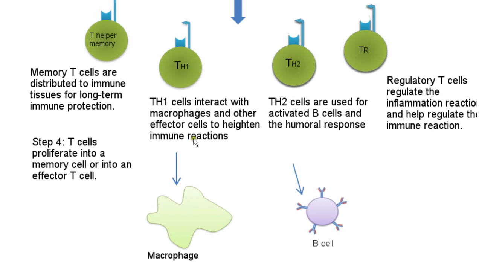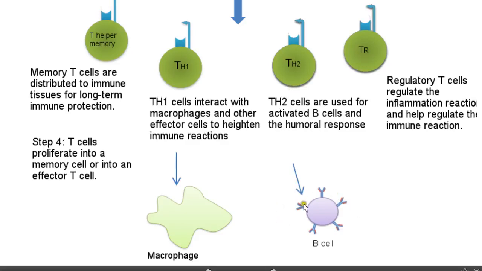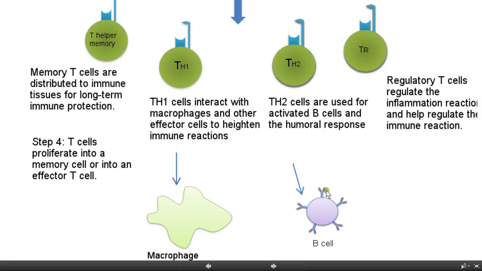The T cell differentiates into memory T cells and effector T cells. The memory cells go to the secondary lymphoid tissue to help with future infection. The effector T cells, there are two, T helper 1 and T helper 2. The T helper 2 cells are used to activate B cells in the humoral response. This will be covered in another video. Whereas T helper 1 cells increase the activity of other cells such as macrophages, and help to activate T cytotoxic cells.